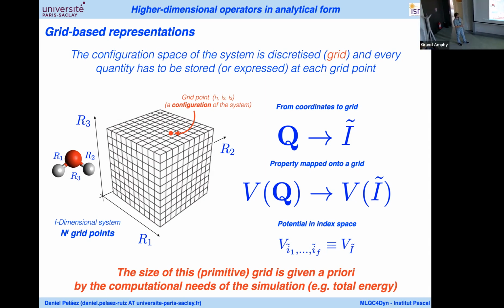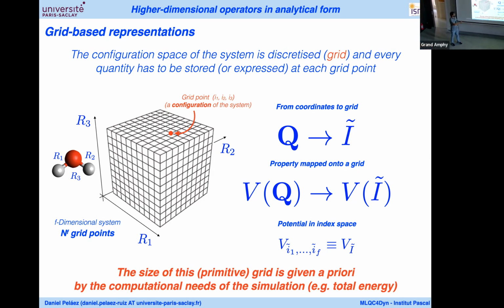So something to take into account is the fact that this primitive grid, as we call it, is given by the problem you're studying. If the energy content of your system is larger, you will need a larger density. If you're dissociating something, probably you need a larger grid. So the grid size is dictated by your problem. So we start from some coordinates, and then we map them into a grid. I put this small symbol just to refer to what we call the primitive grid, which is the one you need to do quantum dynamics, the one that guarantees that your wave function is going to be converged.